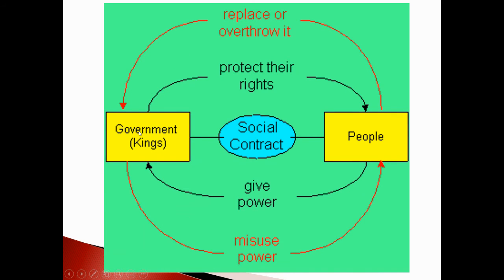Now, we can do that through an election system, or Thomas Jefferson believed that we should have a bloody revolution about every 20 years as a way to replace the government. He said that the tree of liberty from time to time should be watered with the blood of patriots and tyrants, meaning that the government shouldn't be too long-lived lest it become corrupt.